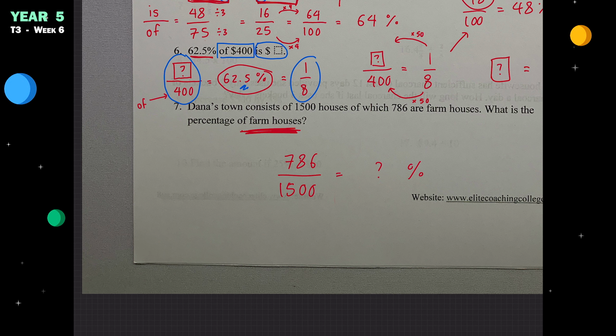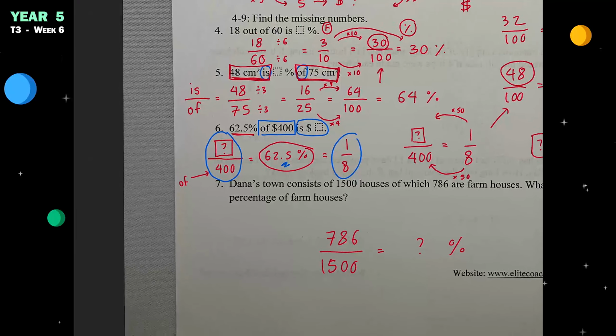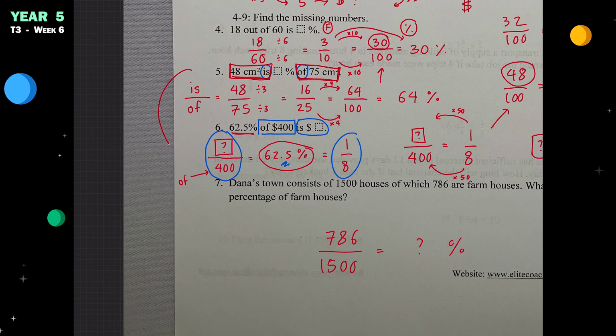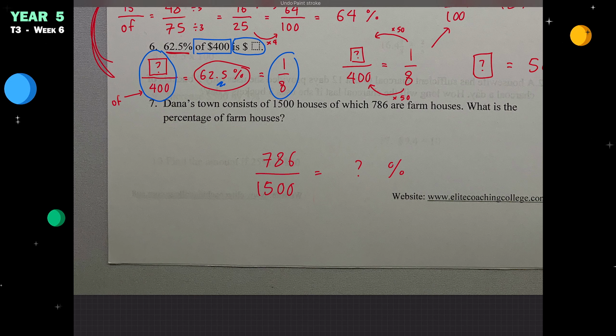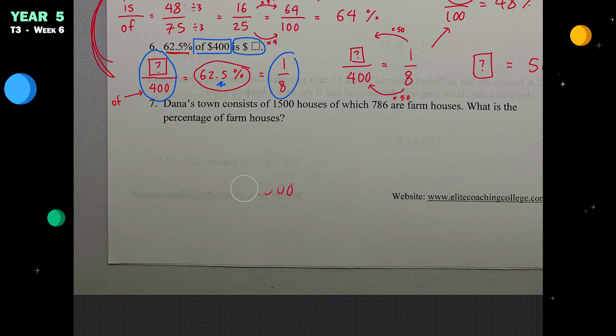Now this is not one of those questions where we use "of" and "is". You use "of" and "is" when you have questions like this. So don't think, oh, I see "of farmhouses", therefore that one should be at the bottom. No, because what we're doing is we're comparing how many, the percentage of this one compared to the farmhouses, and seeing what percentage it is.